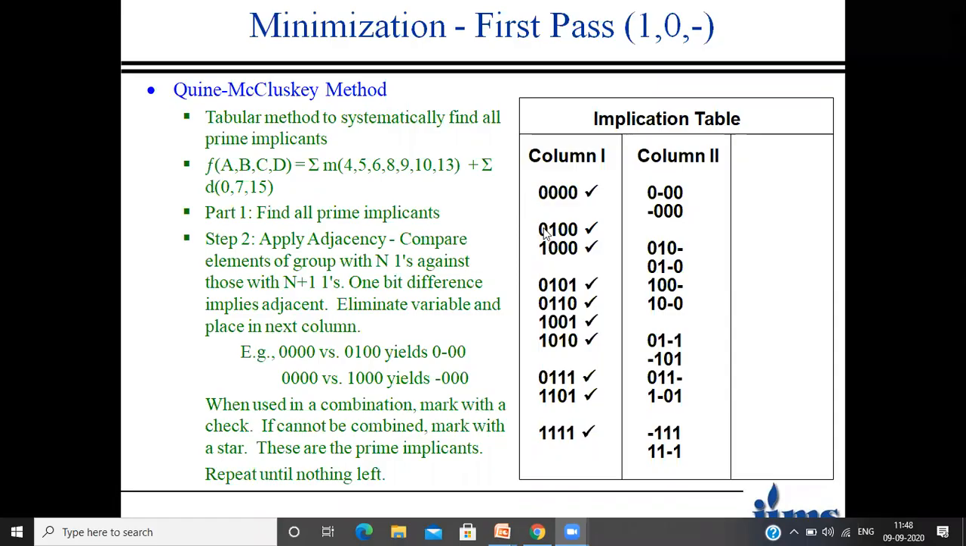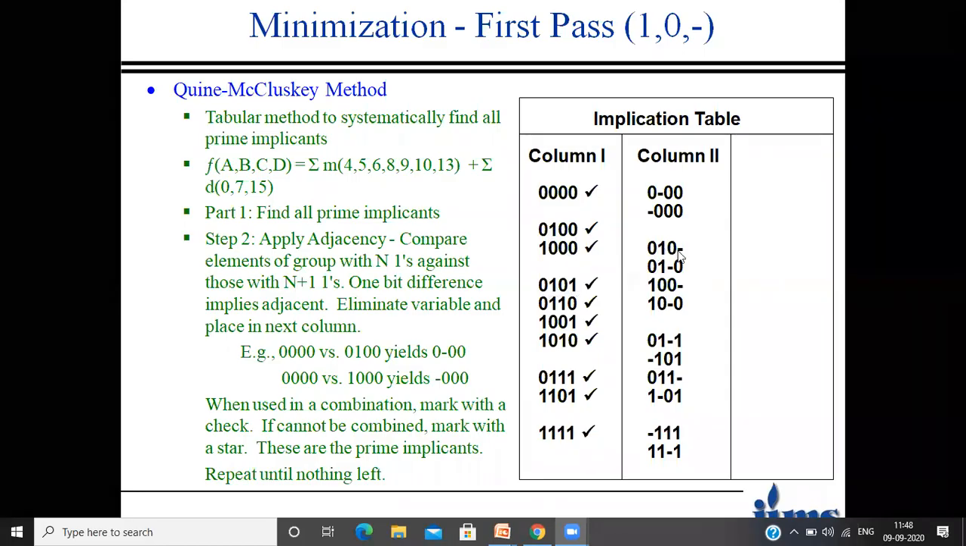Now we compare this group. Whenever a comparison is found, put a tick mark, meaning these groups have been compared with each other. Now compare 4 with 5. Is it possible? Yes. We have 0, 1, 0 and this bit is changed, so 0, 1, 0, 0 and 0, 1, 0, 1 gives 0, 1, 0, dash. Now we compare 4 with 6. Yes, we can compare. The value will be 0, 1, third bit changed, 0, 1, dash, 0.